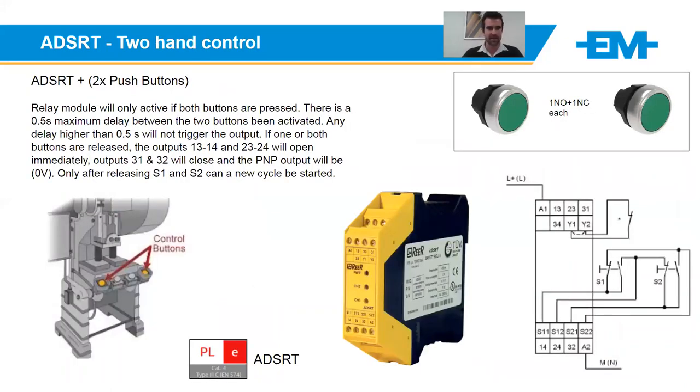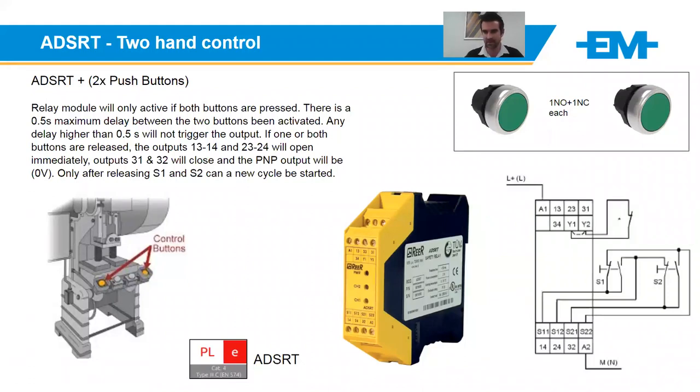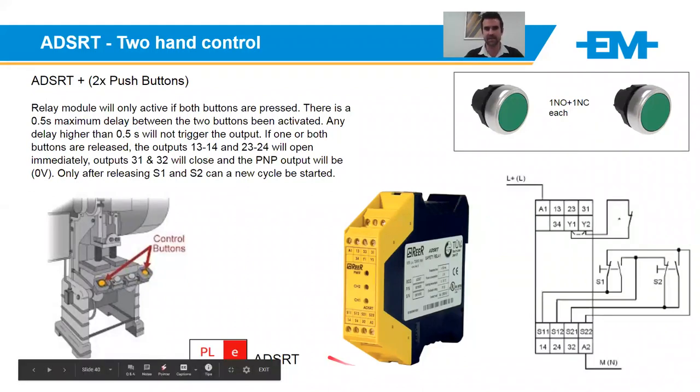Another new one added to the catalog is the ADSRT. This is dedicated to two-hand control stations. So you need to push two push buttons no longer than 0.5 seconds apart for the actual output to activate, say for the press to come down. The buttons have to be released and pushed again to restart the cycle. You would need to add one normally open and one normally closed to each push button and wire it in this fashion so that the relay receives the right signal when the push buttons are pressed. And we can get up to PLE in this setup.